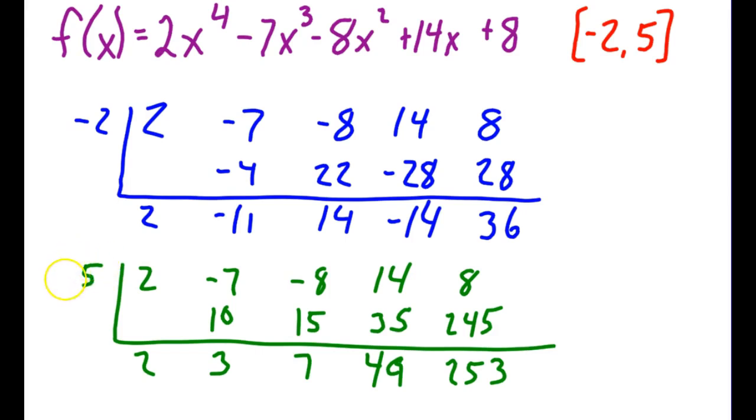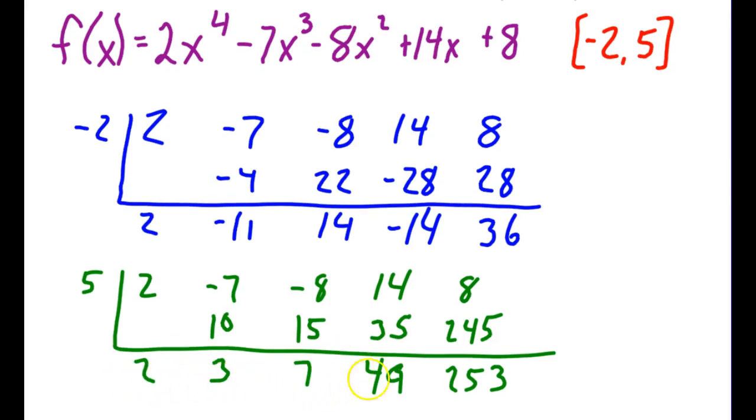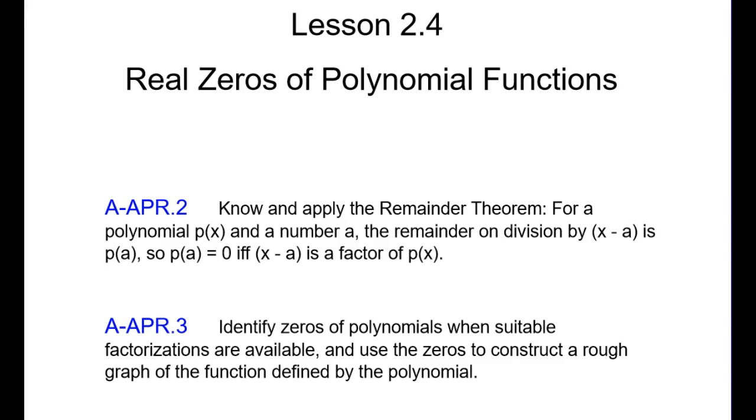So using the test, if we're trying to determine whether a value is an upper bound, first that value has to be greater than or equal to 0, which 5 is. We look at all of the terms in our last line. If all of those terms are non-negative, then that verifies that 5 is an upper bound for the real zeros of this polynomial.